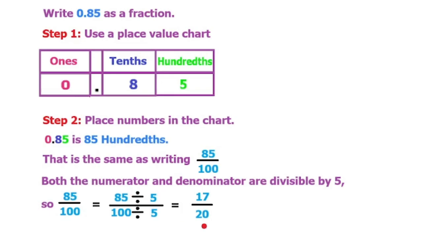And then 5 fits into 85 17 times, and 5 fits into 100 20 times. So we're showing this number in its lowest terms. 85 over 100 is 17 over 20 in lowest terms.